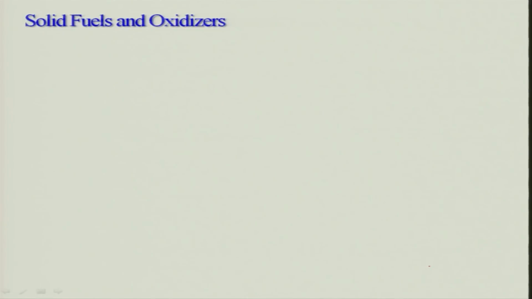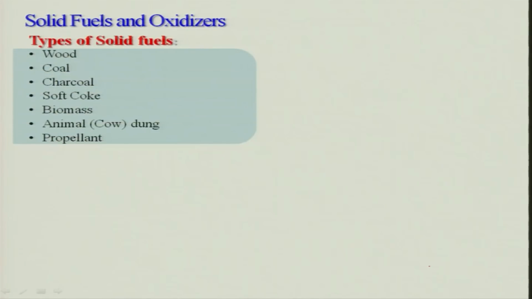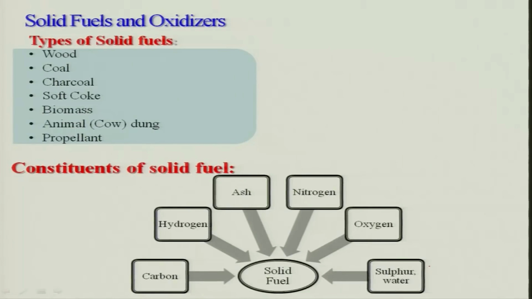Okay. So, let us look at solid fuel and oxidizer. There are various kinds of fuel like wood, coal, charcoal, soft coke, biomass, animal dung, basically cow dung we use, and propellants, right. And if you look at the constituents of solid fuel, what would it be? Of course, carbon will be there, hydrogen will be there. And what else? There will be several other things: nitrogen will be there, oxygen will be there, sulfur and water content will be there, right.